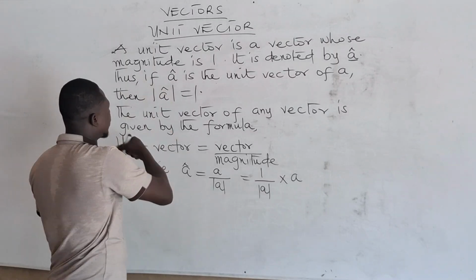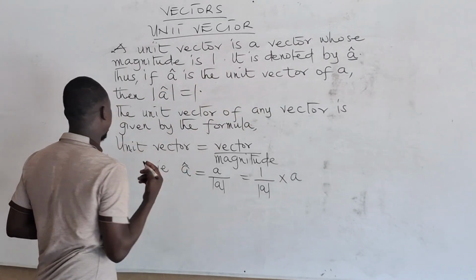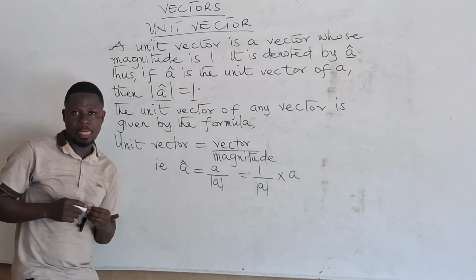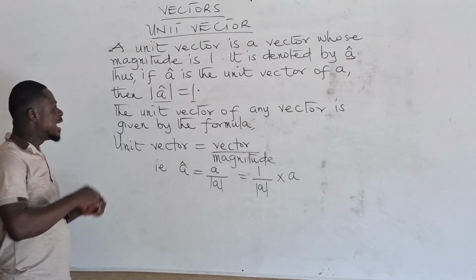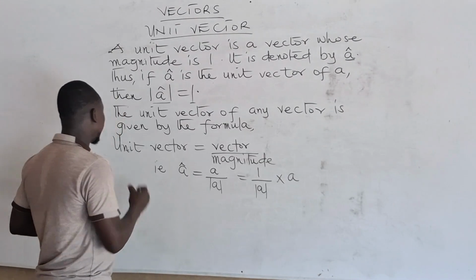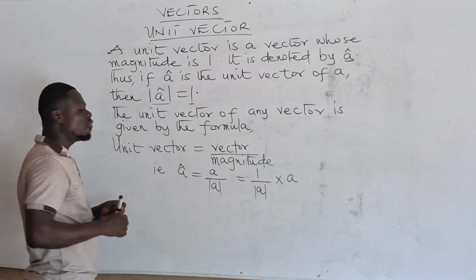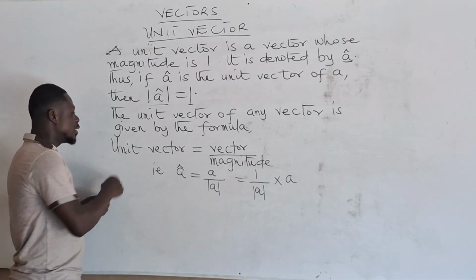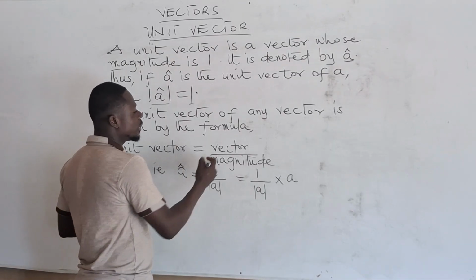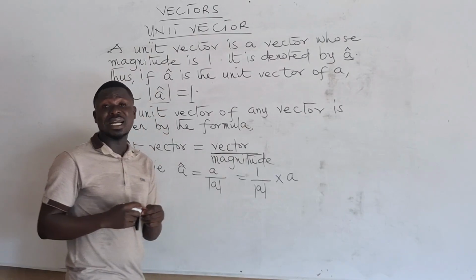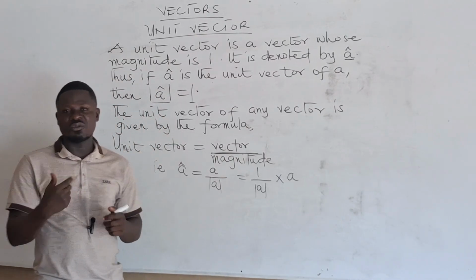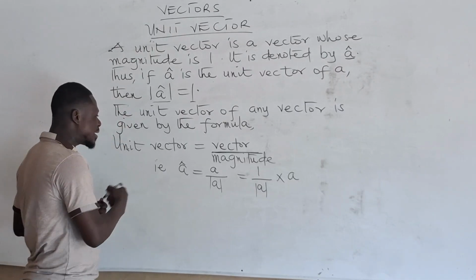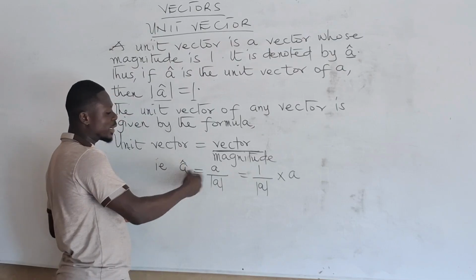Thus, if a cap is the unit vector of vector A, then the magnitude of a cap is equal to 1. That is the implication. The unit vector of any vector is given by the formula. So if you want to find the unit vector of any given vector, we use the formula: unit vector is equal to the vector divided by its magnitude. So when you find the magnitude of the vector given, you divide the vector by the magnitude of it. That is a cap, assuming the vector we are dealing with is A.